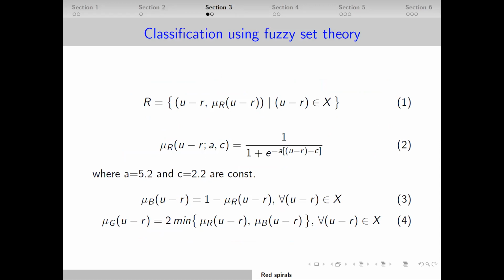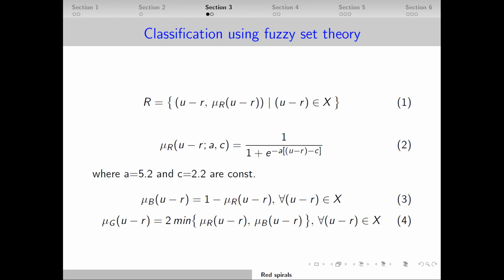We define the fuzzy set corresponding to redness of the galaxies as given in equation 1, where U minus R color represents the fuzzy element and the corresponding red membership function mu R is given by equation 2. We choose here a sigmoidal membership function based on the fact that the distribution of color of galaxies shows bimodal character.